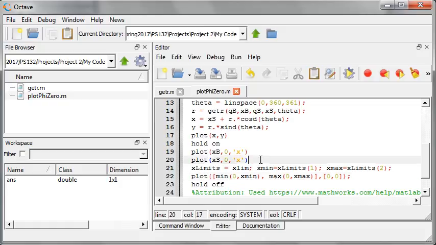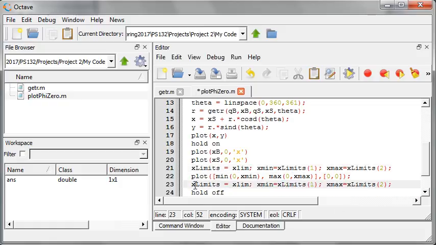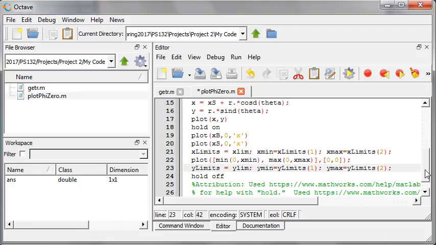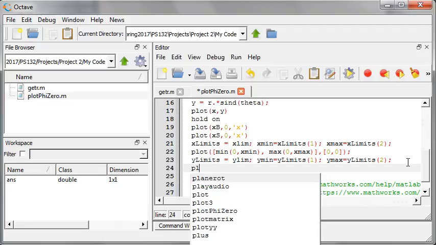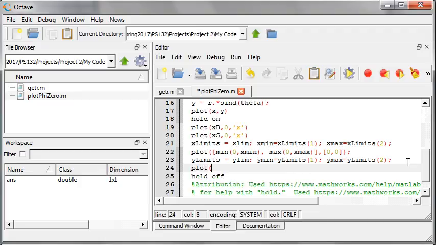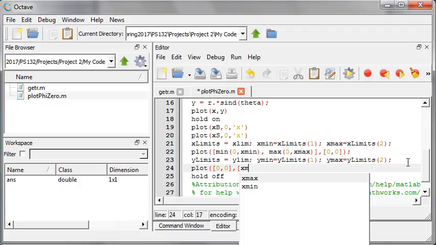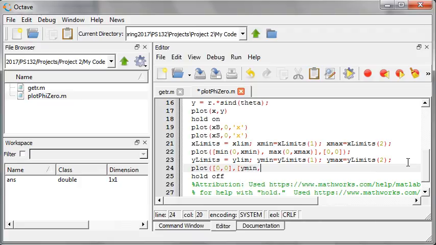I think the y limits have to work the same way as the x limits. So put that there, change that to a y, y, y, y, y, y, and then I'll go plot, and for my x values, they're both 0, and for my y values, y min, comma y max.